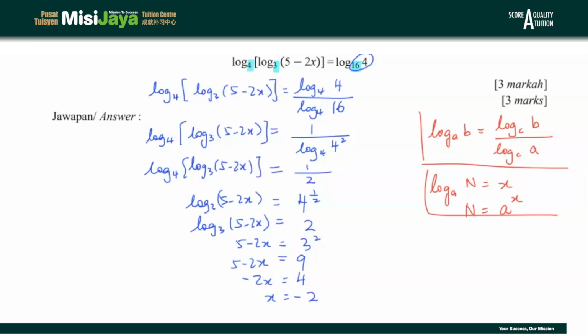And this question is 3 marks. So where do we get the 3 marks? The first step is this, 1 mark. And then this is 1 mark, and the final answer 1 mark. So total will be 3 marks for this question.